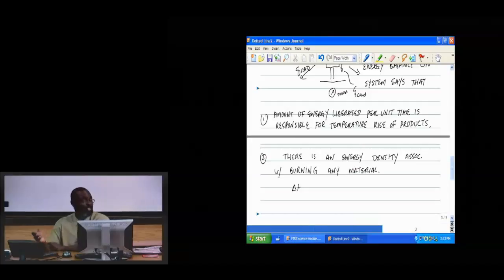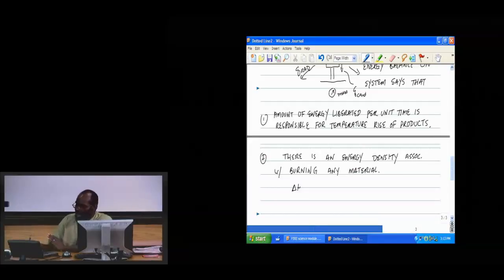And it varies all over the place. Different materials have different heats of combustion. So we have things like 44 kilojoules per gram for something like propane or methane. We have 18, 20 for, say, polyurethane. So it varies all over the place.